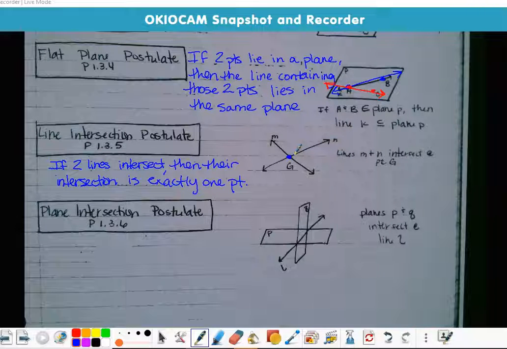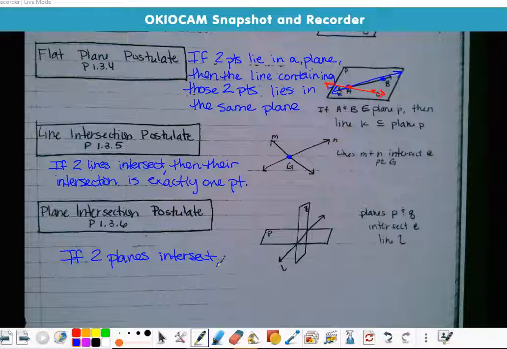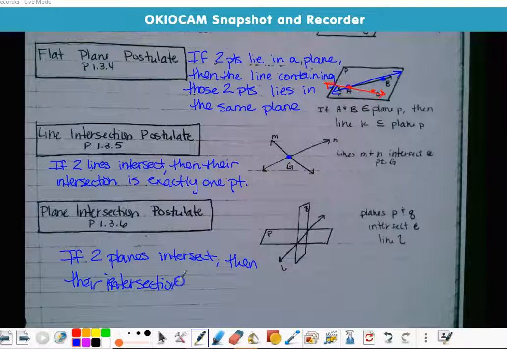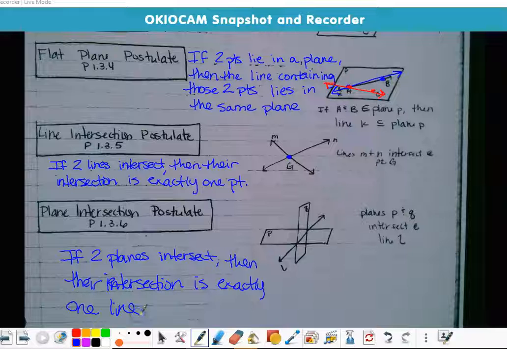Next up is the plane intersection postulate. Okay, so if two planes intersect, then their intersection is exactly what? One line. Yes. Okay, so if two planes intersect, then their intersection is exactly one line.